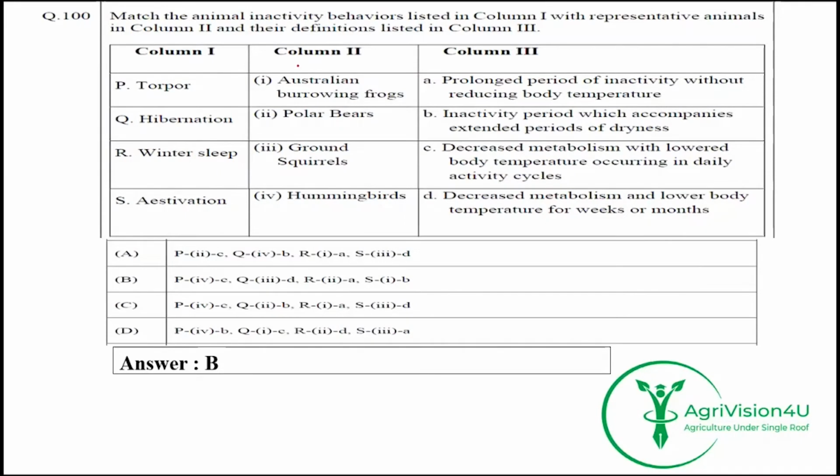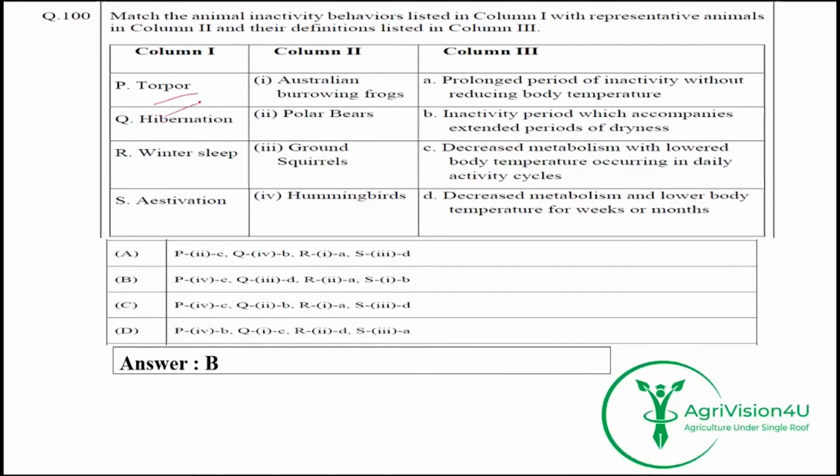Coming to question number 100. Match the animal inactivity behaviors listed in column 1 with the representative animals in column 2 and their definitions in column 3. So we have torpor, hibernation, winter sleep, estivation. All of these sound similar, but the organisms are different and the definition is also different.